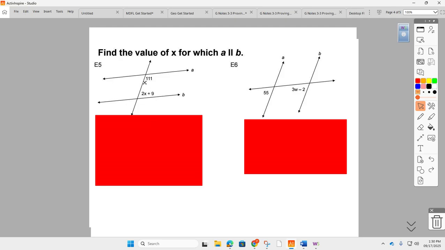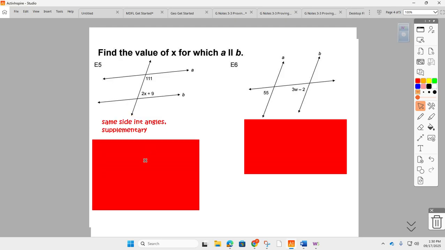So what we're saying is, if we add these two together, this is equal to 180, then whatever value of X we get is the value of X that will make those lines parallel. So same side interior angles are supplementary. That's how we know what to do. Then we write our equation.